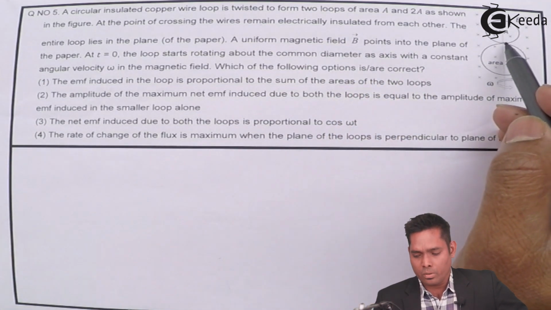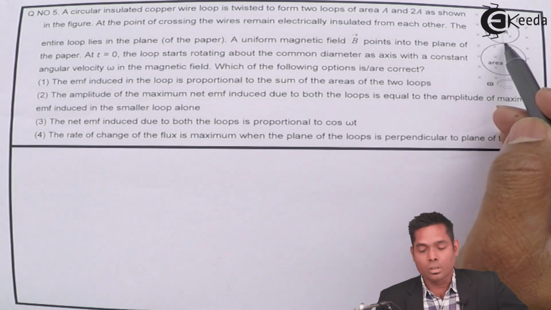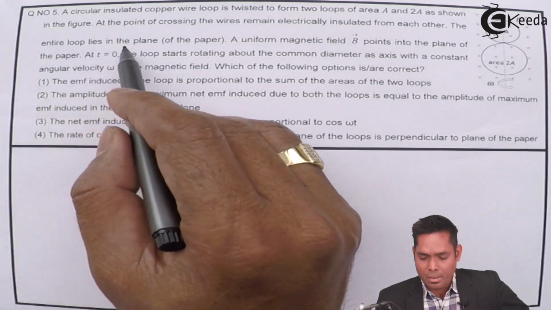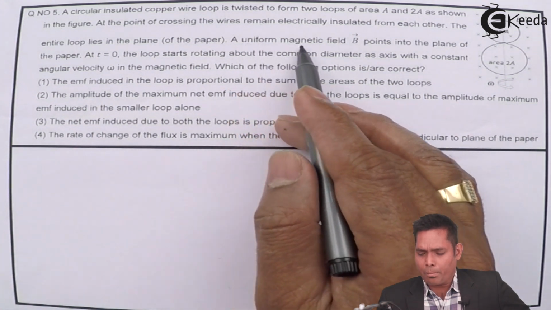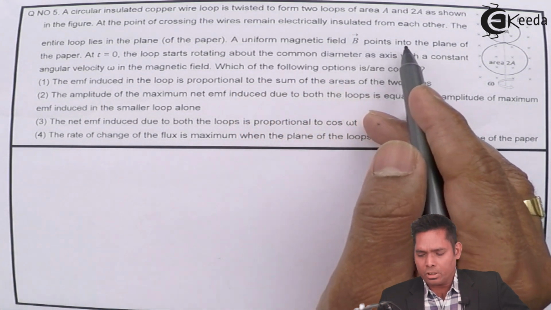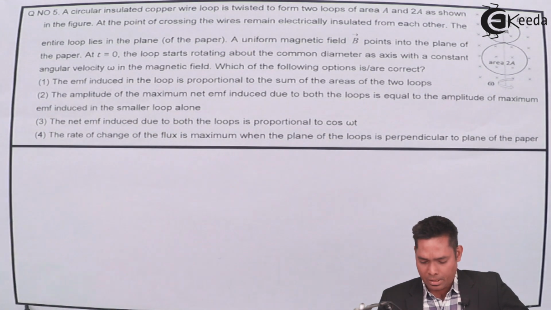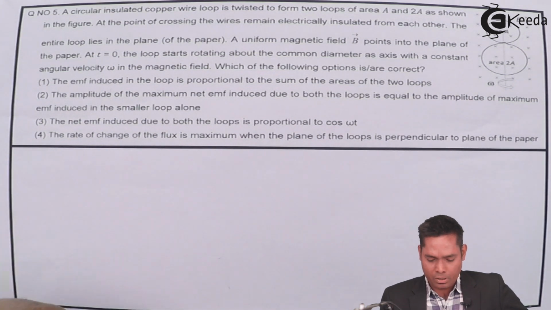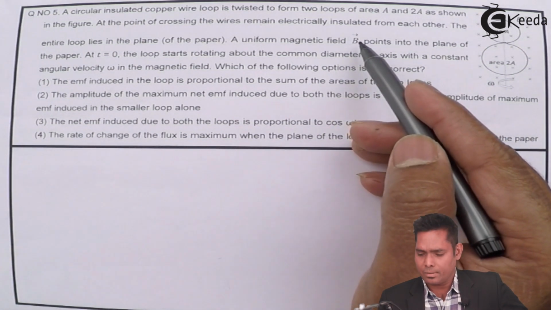So there is no actual conduction taking place between the two loops. It is insulated. The entire loop lies in the plane of the paper like this. A uniform magnetic field B points into the plane of the paper. That means if this is X and this is Y, then this will be positive Z. So the magnetic field is pointing along the negative Z axis.